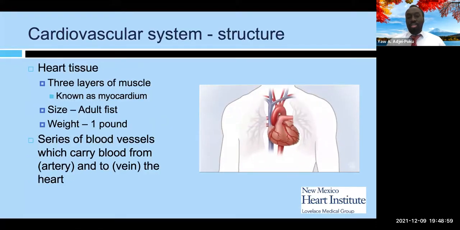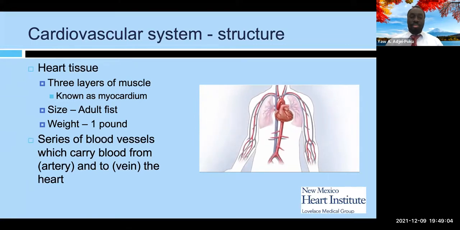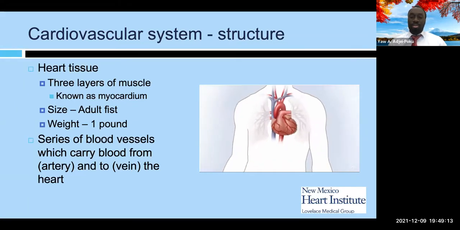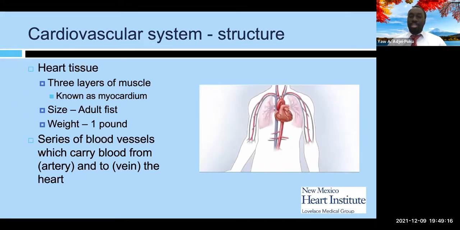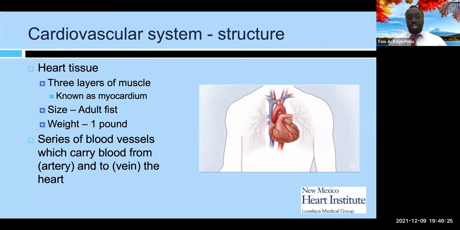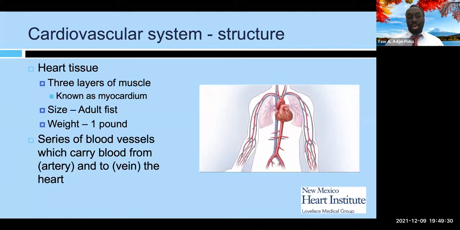So the cardiovascular system is obviously made out of the heart. There are 3 layers of heart muscle that we call myocardium. When you look at the size of the actual heart, it's about the size of a human fist. So if you make a fist, that's about the size of your heart. It weighs about a pound, and it just illustrates the wonders of creation, that this small organ is what keeps the blood pumping throughout our bodies.